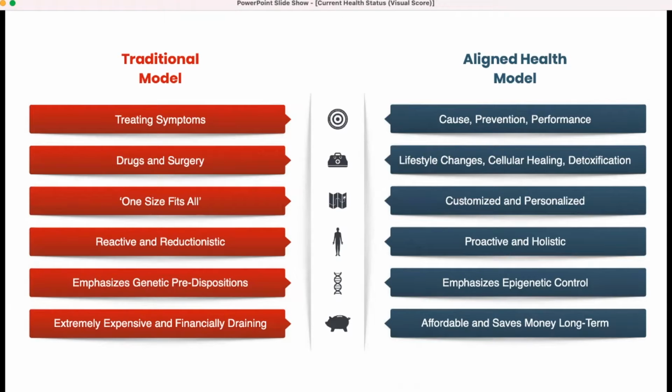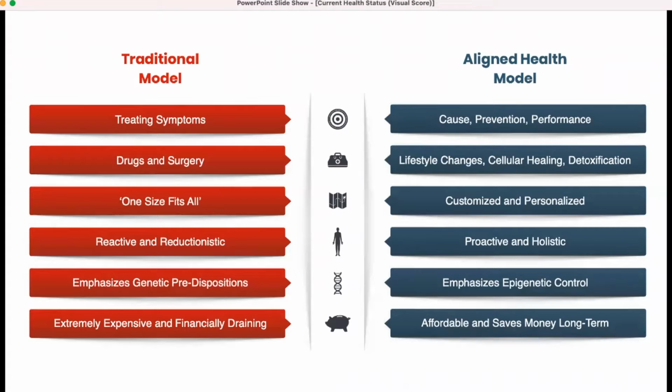Traditional model will look at using drugs, surgery. You can even say that we can be using herbs in a more suppressive pathway, versus the aligned root cause model. We're going to be using more lifestyle changes, diet, cellular healing, detoxification. Unfortunately, our healthcare system has felt a lot more like a one size fits all, and really it needs to be a customized and personalized approach.